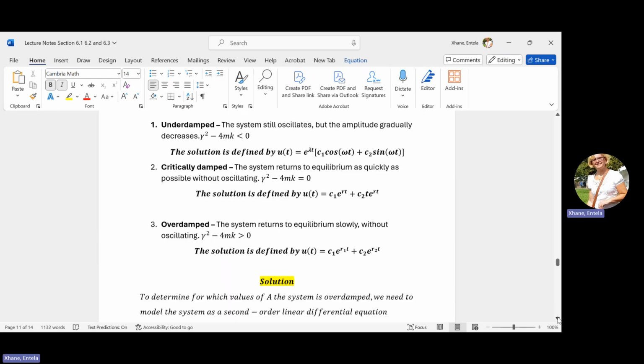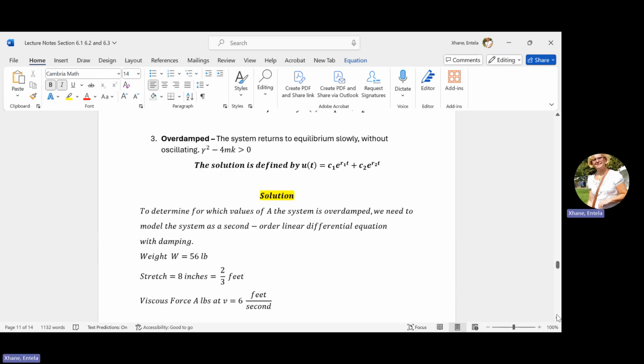So let's look at this. To determine for which value of A the system is overdamped, we need to model the system as a second-order linear differential equation of this form, with damping, the general form being mu double prime plus gamma u prime plus ku equals 0.